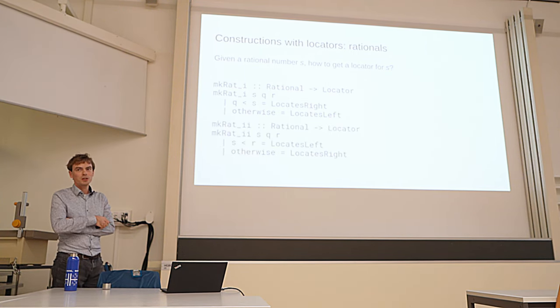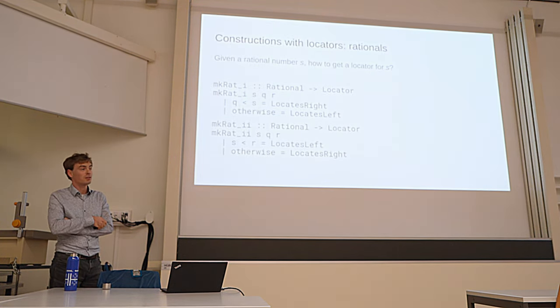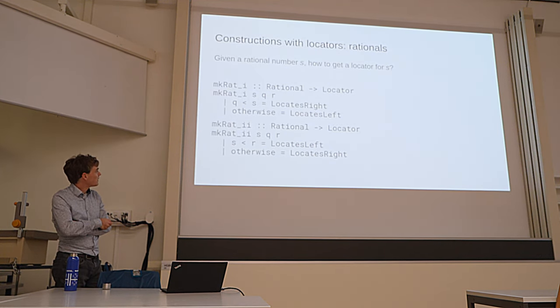There's a second construction, which also is a valid locator for S. Again, for S, we construct a locator. We take the two inputs, Q and R. Now we compare S with R directly. If it holds, we can locate left. These two locators are different, and you see the difference exactly when you're in the in-between scenario that we discussed before.